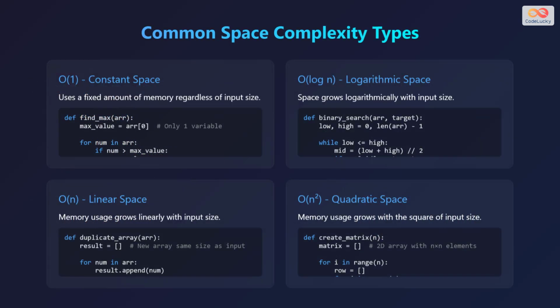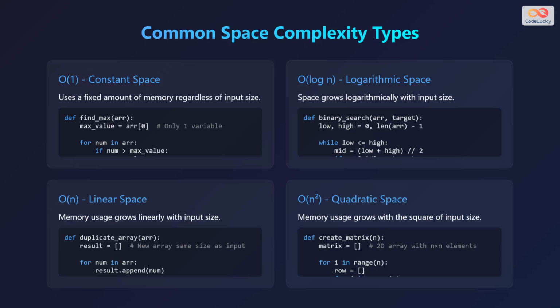Now let's delve into some common types of space complexity that you will encounter. First is O(1), constant space, which uses a fixed amount of memory regardless of the input size. For example, consider this Python function findMax that finds the maximum value in an array. It only uses one variable, max value, to store the maximum number, irrespective of the array size.